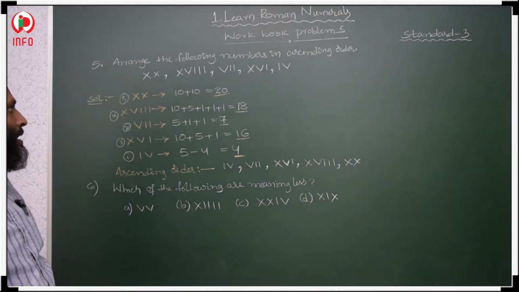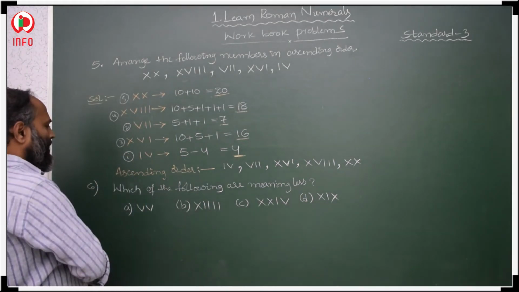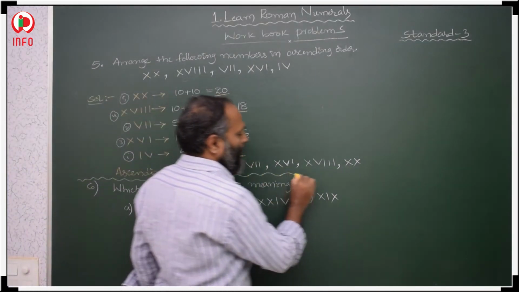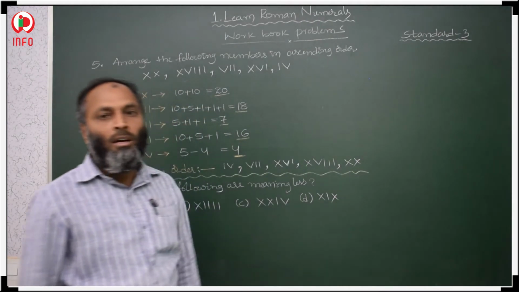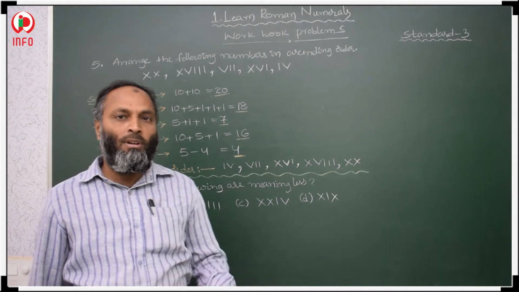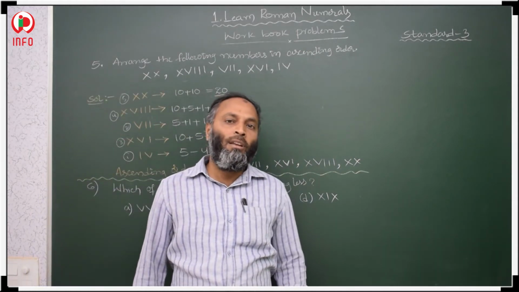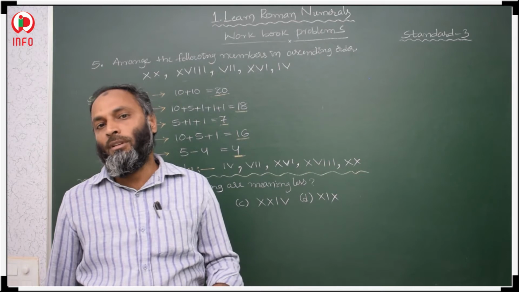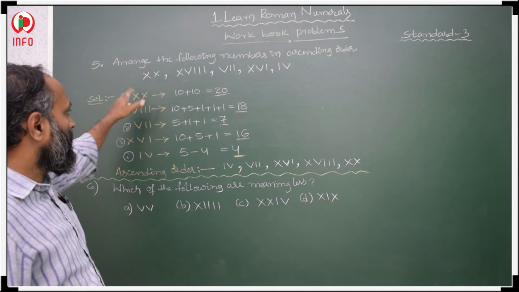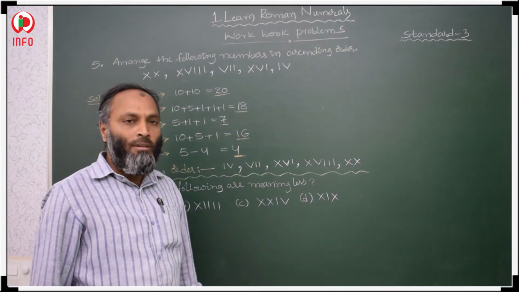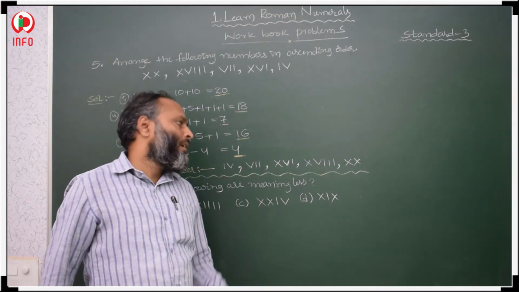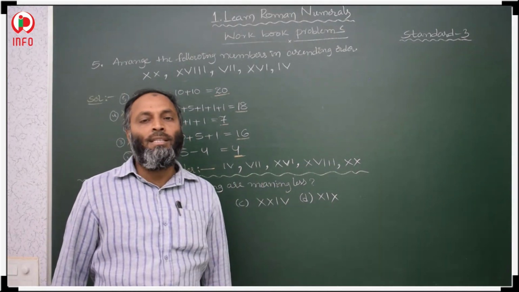This is the ascending order method. Whenever ascending or descending order is given, first we have to convert the Roman numerals into Hindu Arabic numerals. Why? Because it is very easy to decide which one is smaller or greater. If it is given like this in Roman numerals, it is very difficult to decide which one is smaller and which one is bigger. So it is better to convert into Hindu Arabic numerals. Then after that you have to write in Roman numerals in ascending order.